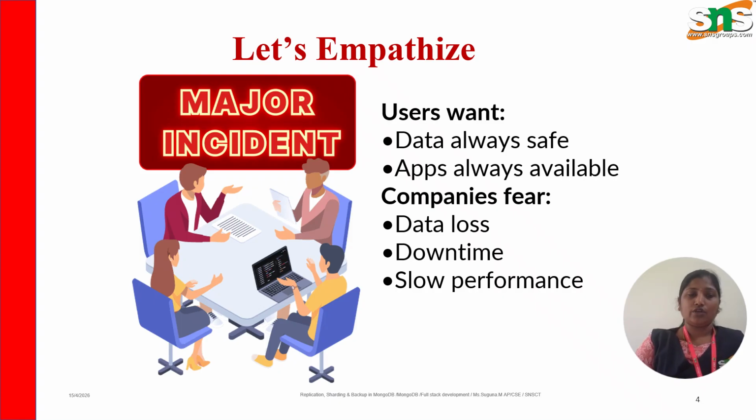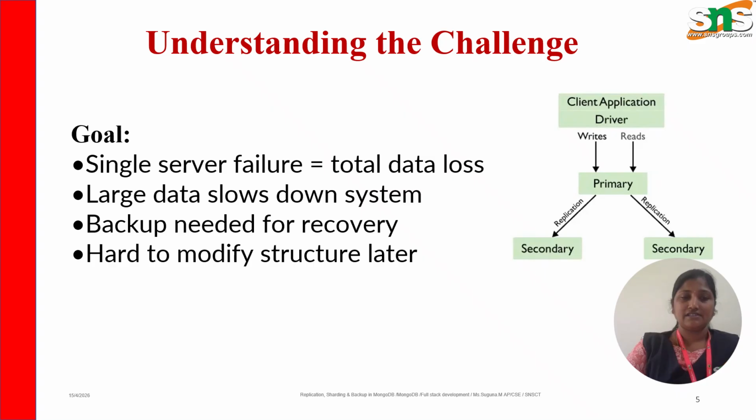So let us understand what challenges we face in this kind of problem. Here are some of the main problems. What happens if one server fails? If one server fails, the complete data will get lost. Next, a larger data set will slow down performance and the throughput from this server becomes very low. You know what is meant by throughput: the amount of data retrieved per unit time. Backup is necessary for recovering this kind of data. Database changes become very difficult later. So depending on a single server is very dangerous, right?